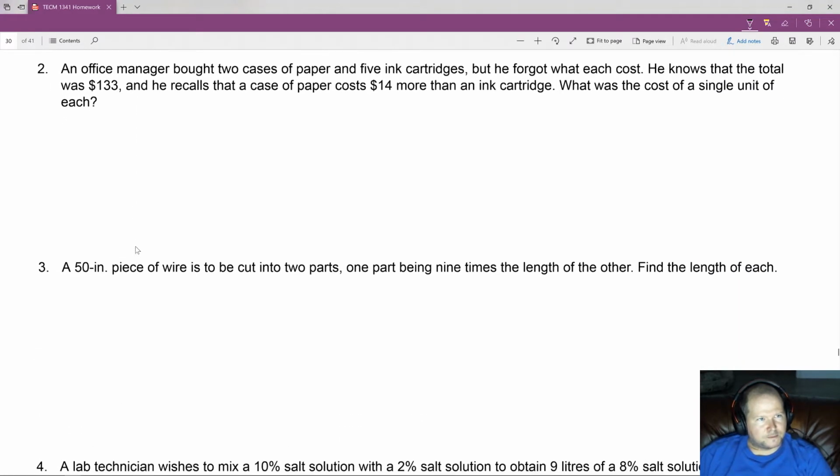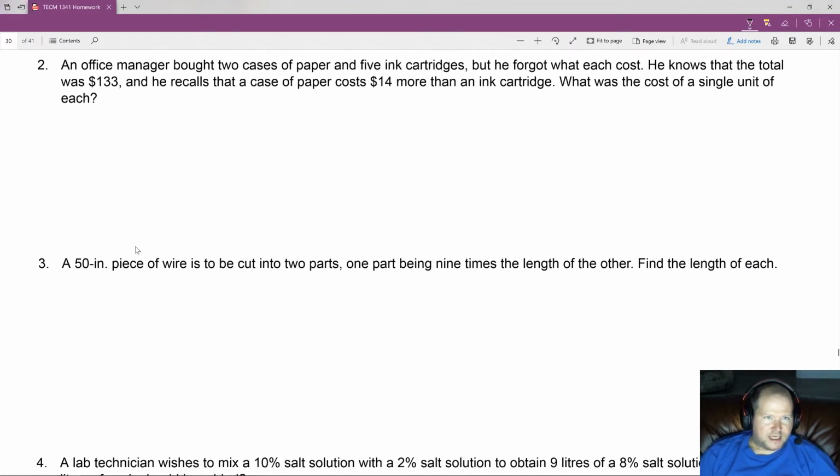Move on to the next one. An office manager bought 2 cases of paper and 5 ink cartridges, but he forgot what each costs. He knows that the total was $133, and he recalls that the case of paper cost $14 more than an ink cartridge. What was the cost of a single unit of each?